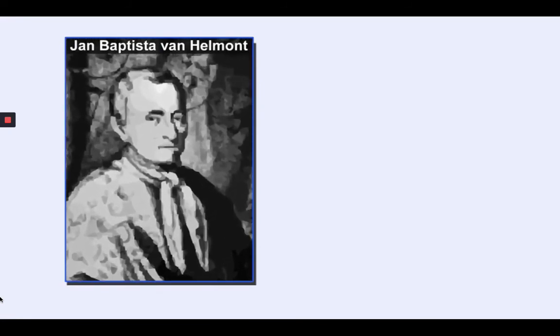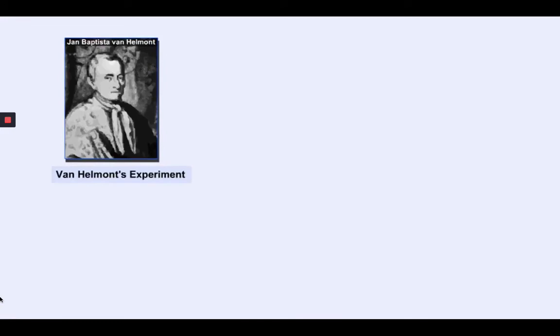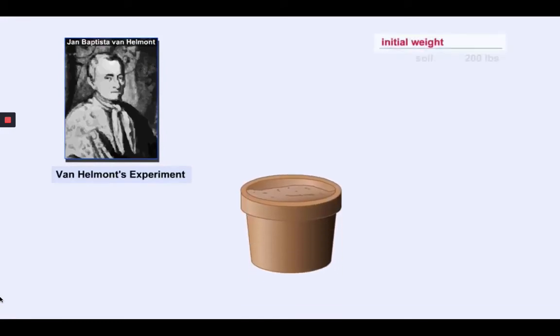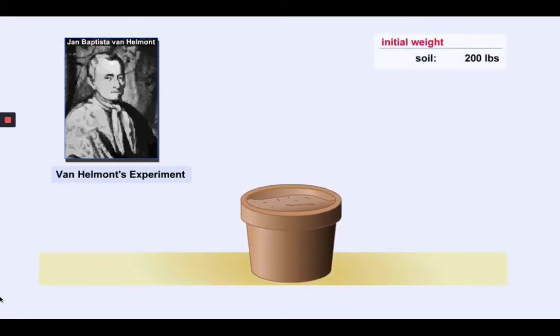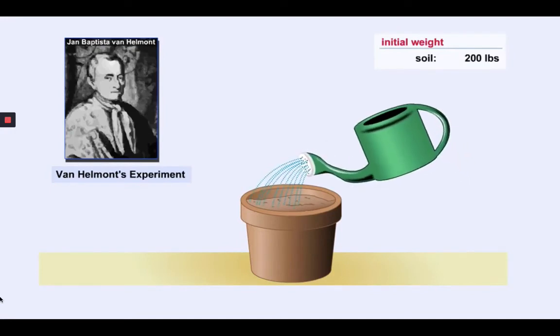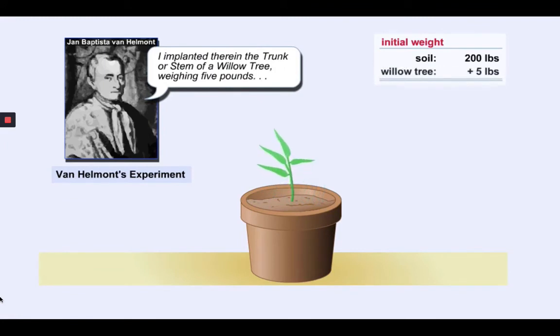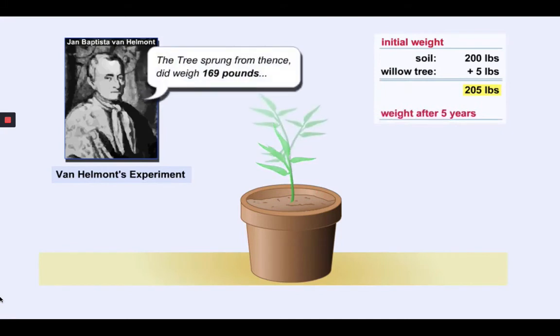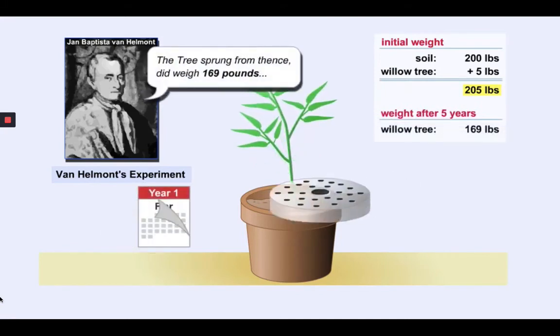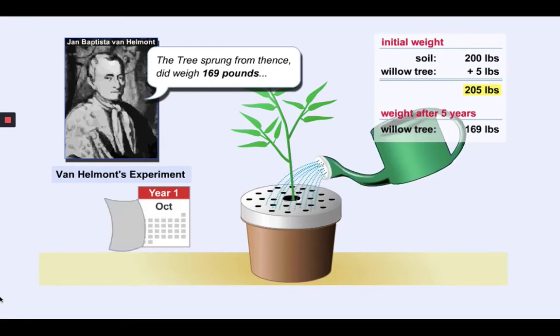In the 17th century, Jan Baptista van Helmont, a Belgian physician and scientist, constructed an experiment to test how plants feed. This is how he described his experiment. I took an earthen vessel in which I put 200 pounds of earth that had been dried in a furnace, which I moistened with rainwater, and I implanted therein the trunk or stem of a willow tree, weighing 5 pounds, and at length 5 years being finished, the tree sprung from thence did weigh 169 pounds, and about 3 ounces.